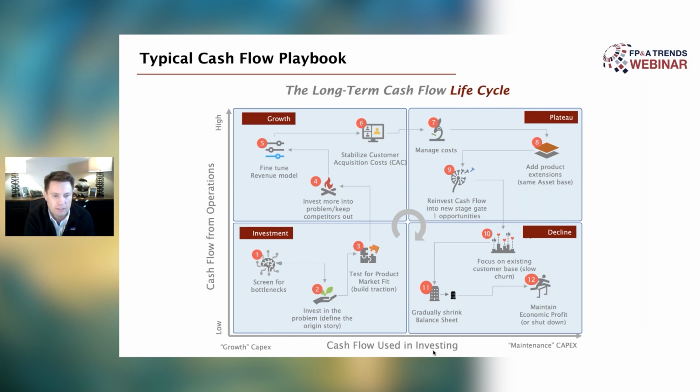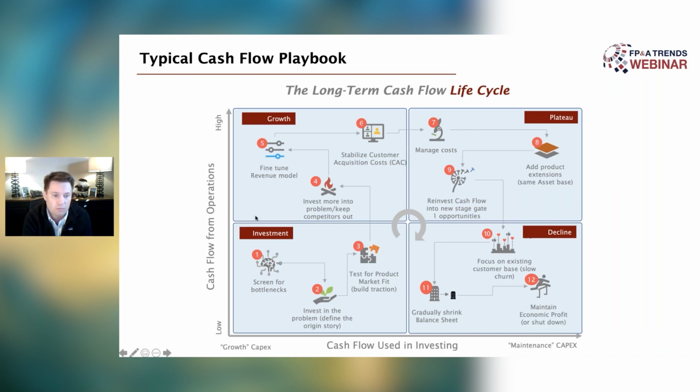So when you do that sort of cash flow life cycle playbook, you always start in the bottom left corner, right? You're looking for opportunities, bottlenecks to break. You do a little seed investment into that. You get some traction. You move up into the next quadrant, which is the growth quadrant. You're generating higher cash flow from operations. You're still investing in growth CapEx. You're investing more into the problem.